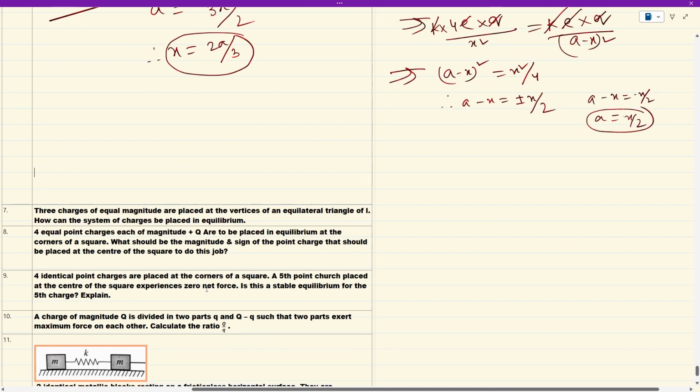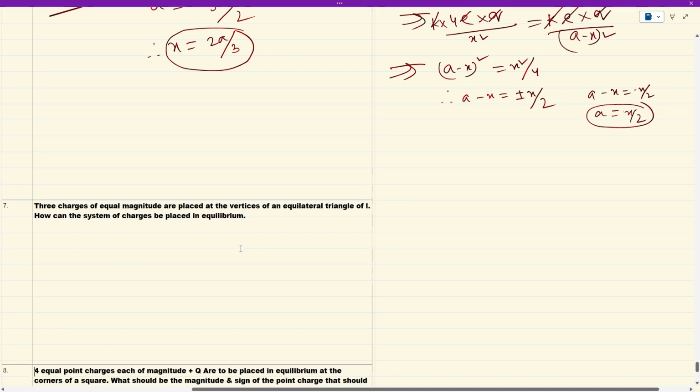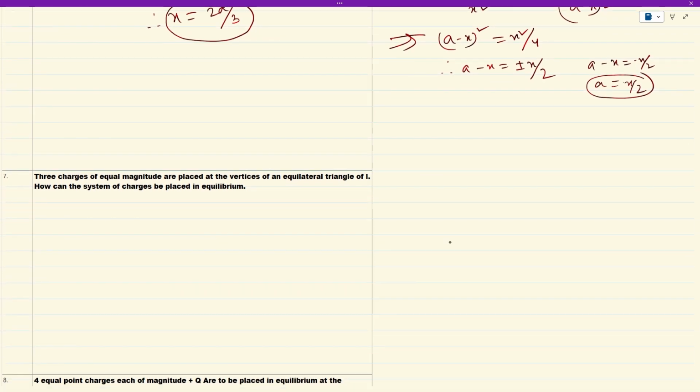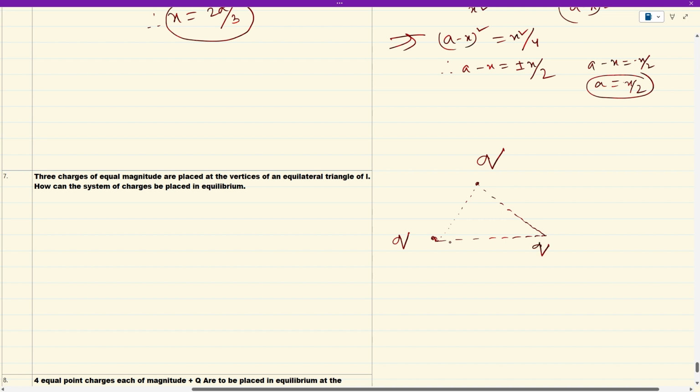Now the next question. Three charges are placed at the vertices of an equilateral triangle of side length L. How can the system of charges be in equilibrium? Three charges are there, q, q, q. They are placed at the vertices of an equilateral triangle of side length L. This diagram is not quite equilateral, so take the charge q here. The question is how the equilibrium condition will be maintained over there.